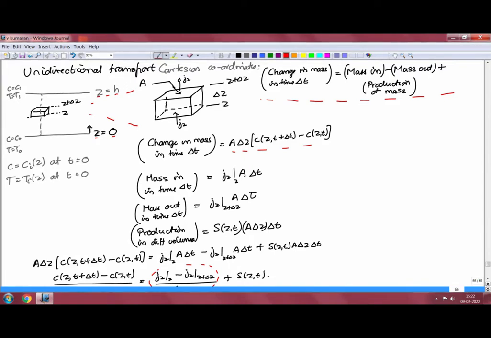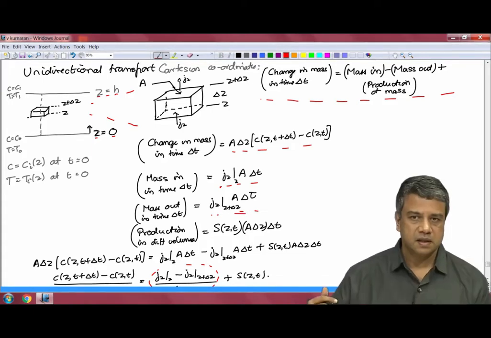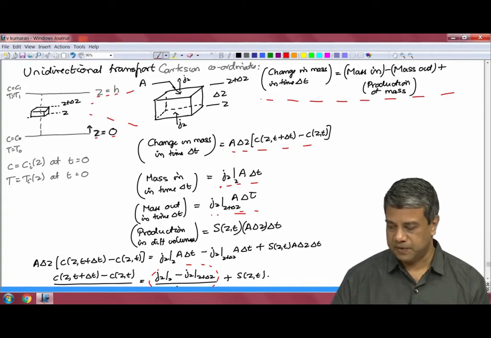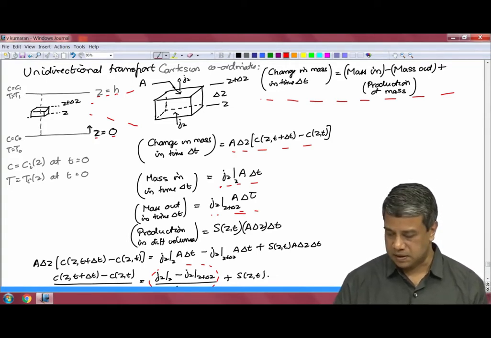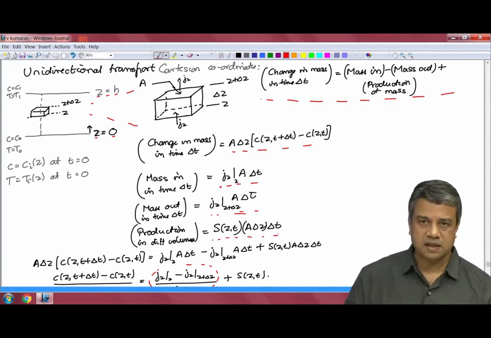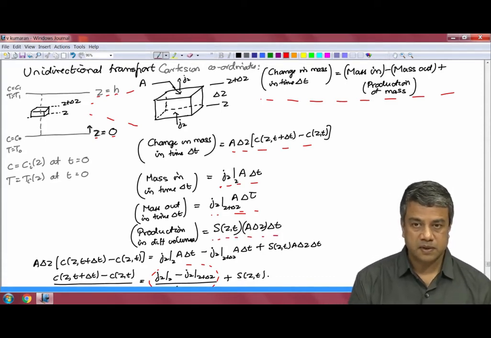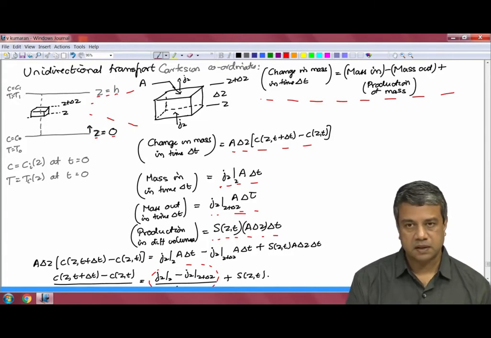The mass in and the mass out are products of the fluxes and the area and delta t, because flux is transport per unit area per unit time. So, the mass in and the mass out is equal to the flux times the area times delta t, and the production in the differential volume is a production density, production per unit volume per unit time, times the volume times time.